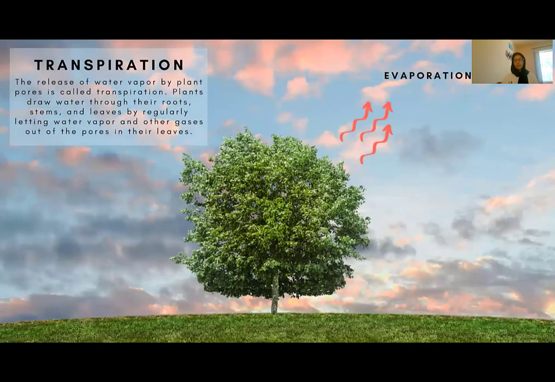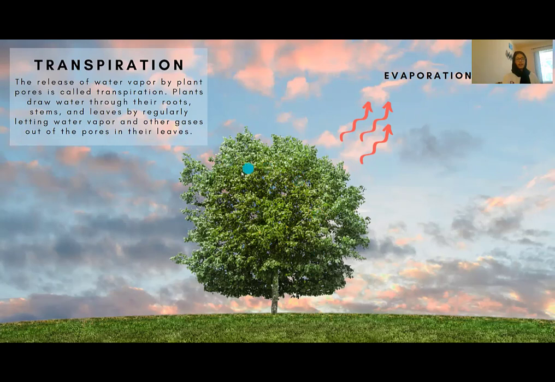Another process includes transpiration. Plants draw water from their roots, stems, and leaves by regularly letting the water vapor and other gases out of the pores. For example, you'd see tiny, tiny holes in the leaves. Those are the pores, and they collect water in them. This allows the root to take in more water from the soil and release water vapor through the plant pores.